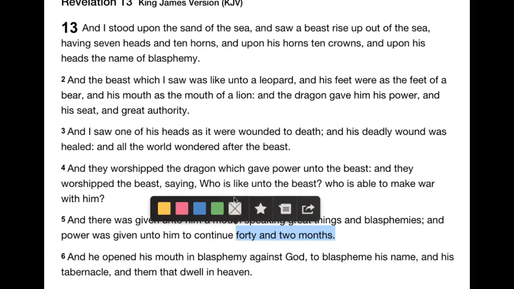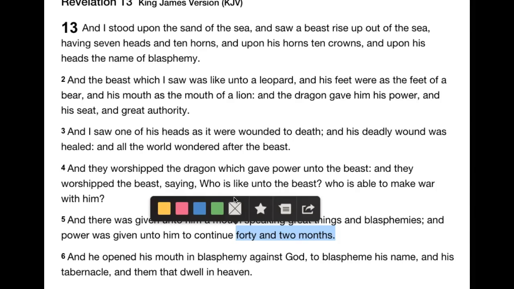When it says 42 months, we have to take the day-for-a-year prophecy that is spoken of in the book of Bamidbar, or Numbers. And when you do this, you get 1,260 years. So it's not a literal 42 months or 3.5 years as the Christian church falsely teaches. No, it is actually 1,260 years that it's talking about.